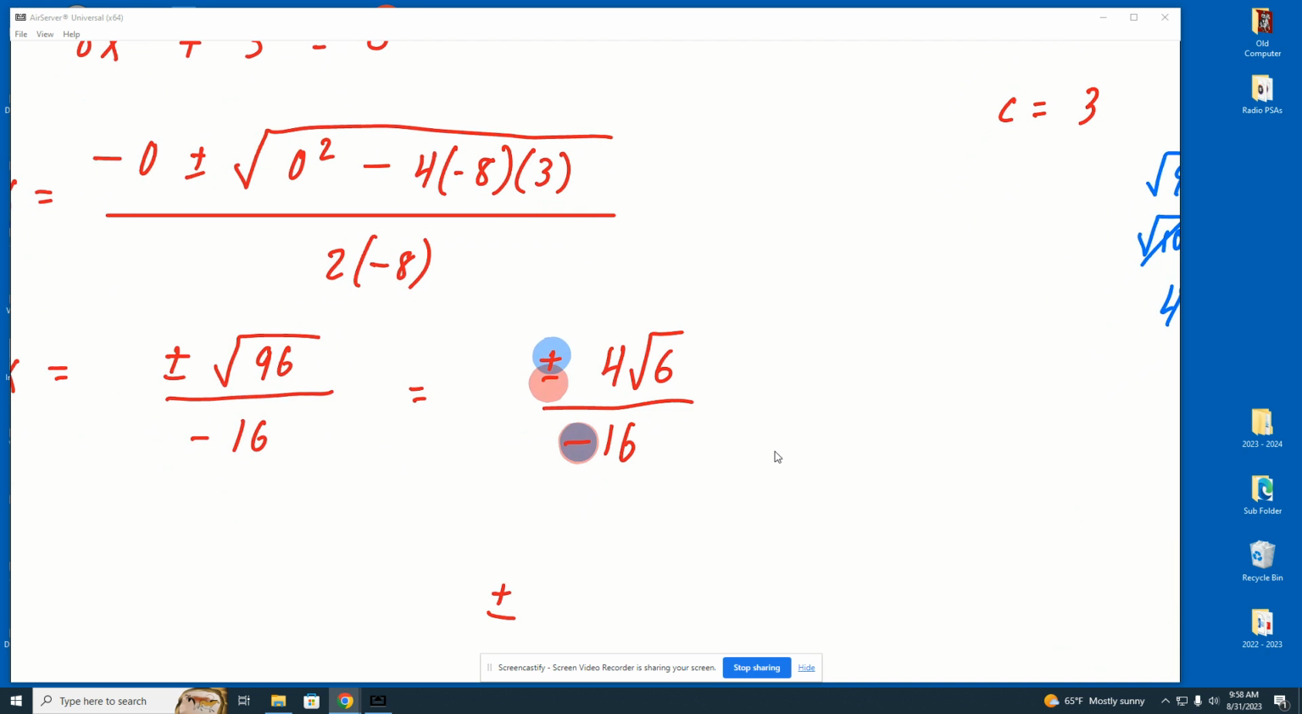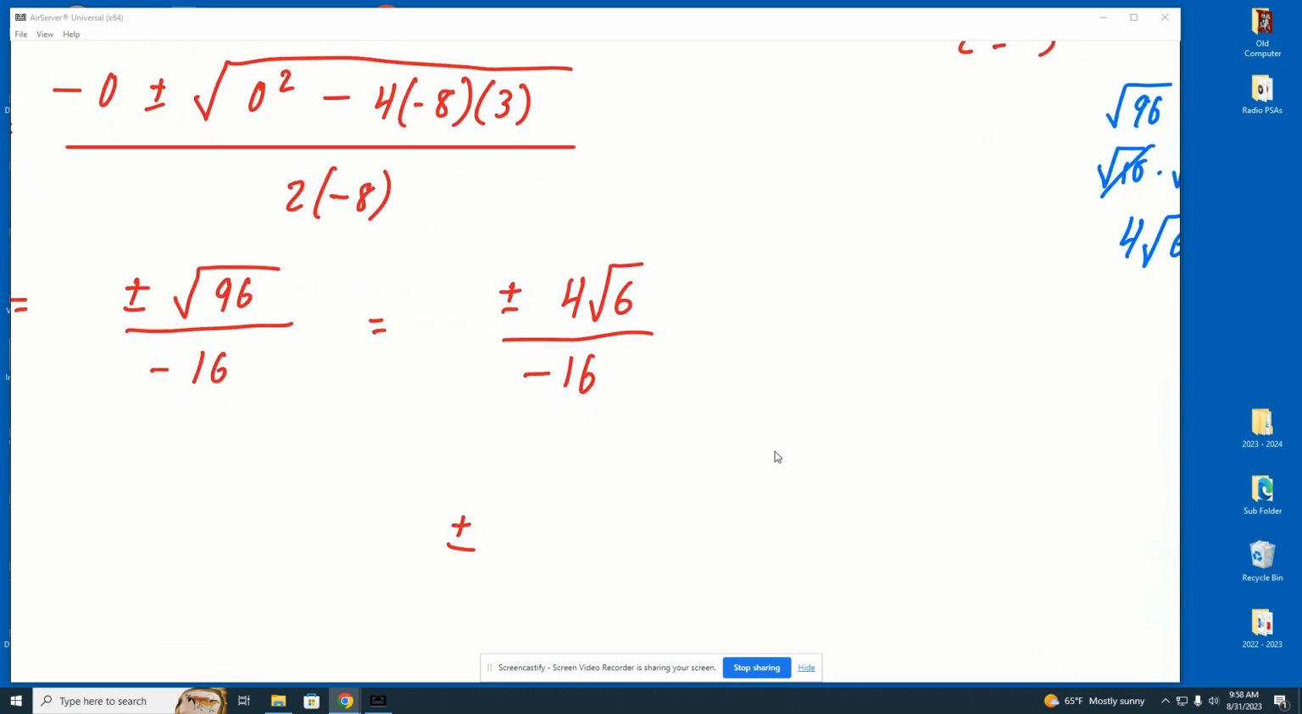You get it? So let's just focus now on our numbers. This one has 4 as a whole number. 6 can't do anything because it's inside a radical. But 4 over 16, can I reduce? What can I reduce 4 out of 16 to? 1/4. So up top, I'm left with 1 square root of 6, which is just square root of 6. And in the bottom, I'm left with 4. So my answer is simply plus or minus the square root of 6 over 4.